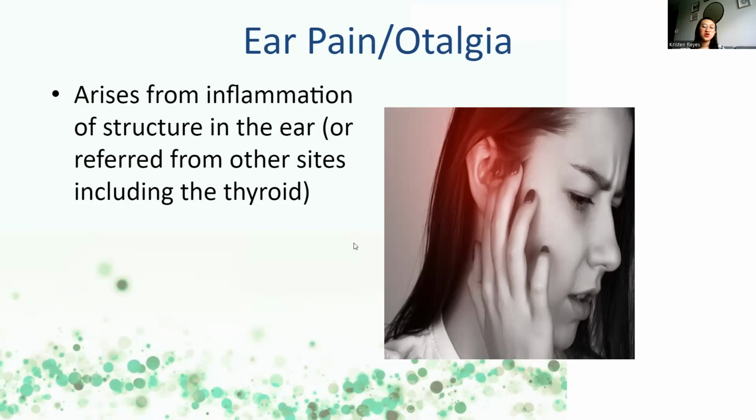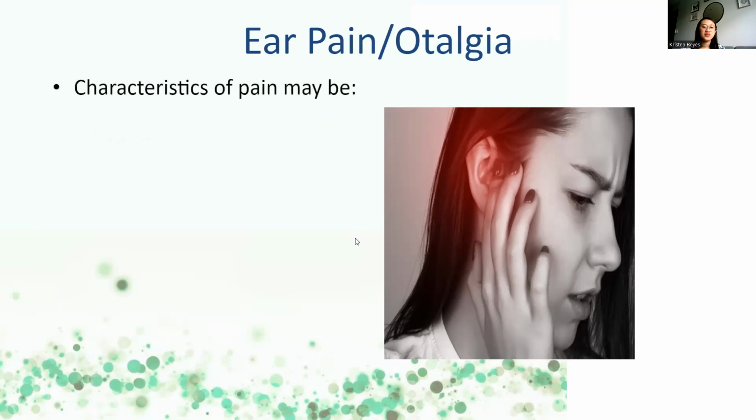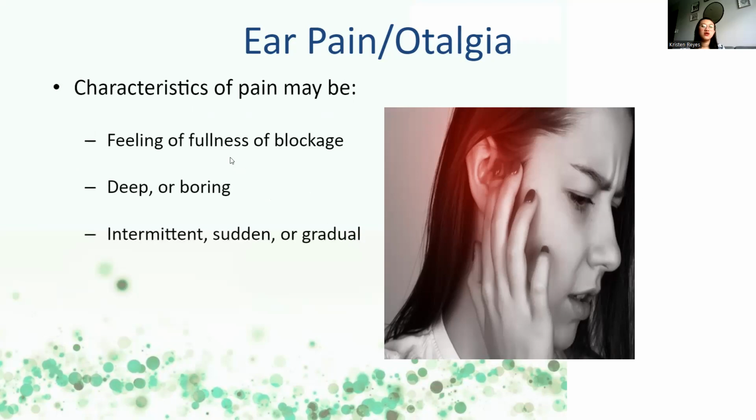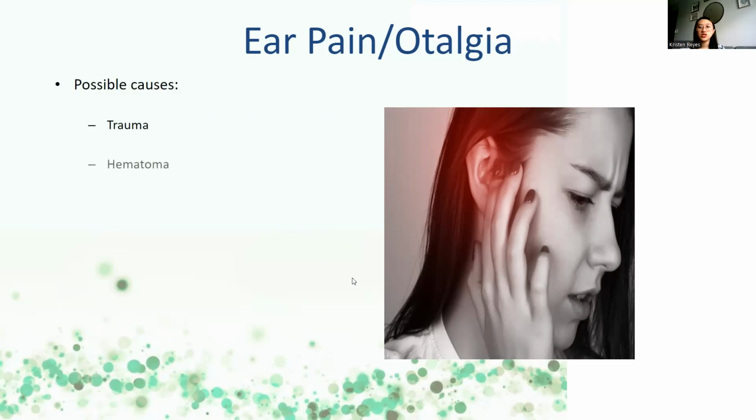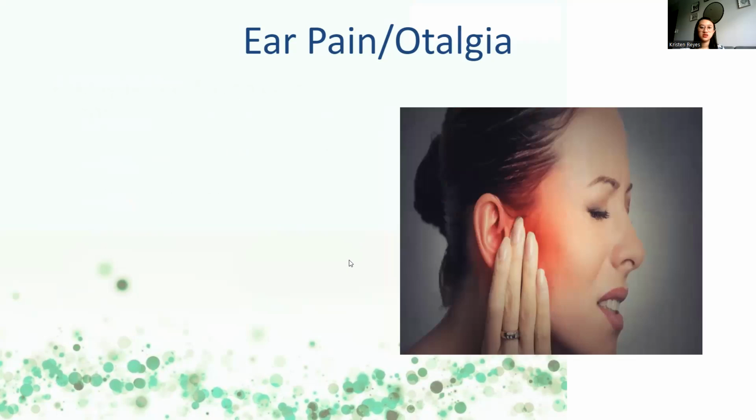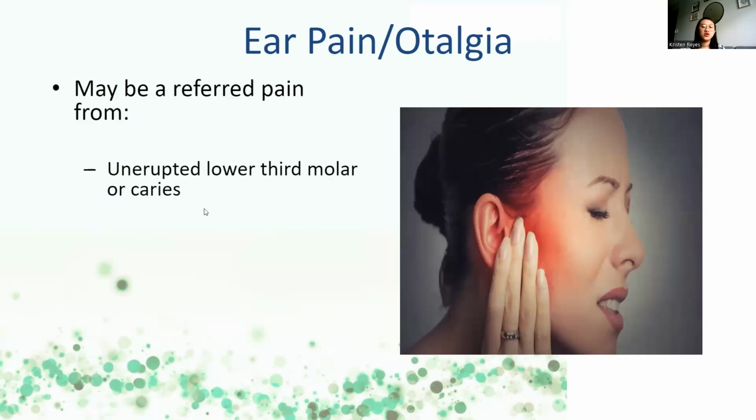It arises from inflammation from the ear itself or surrounding structures, okay? So the pain may be a feeling of fullness, it can be deep, boring pain, the pain can be intermittent, sudden, or gradual. Possible causes: trauma, hematoma, gout, insect bites. And of course, it can also be due to pain in the structures surrounding the ear.